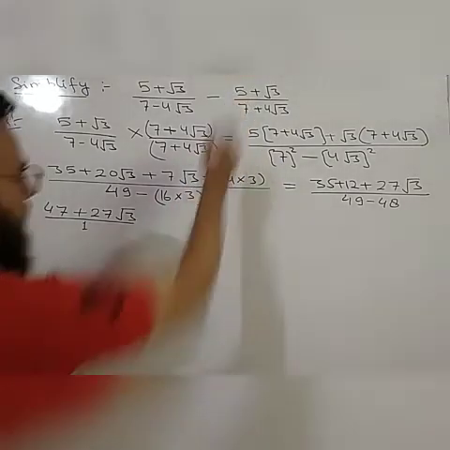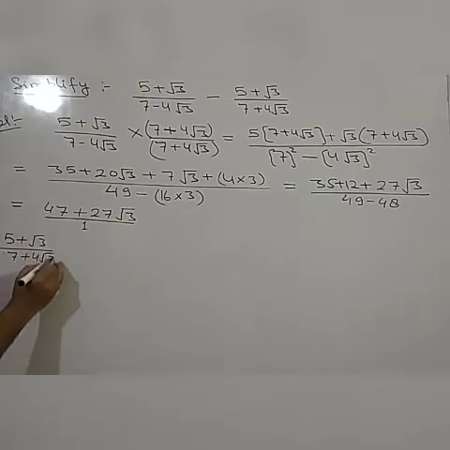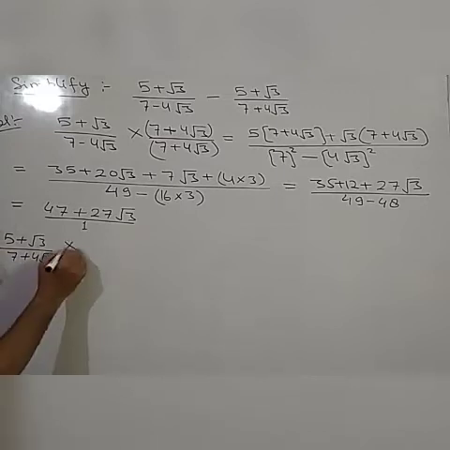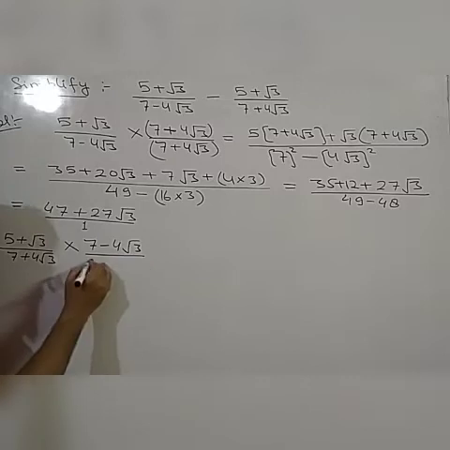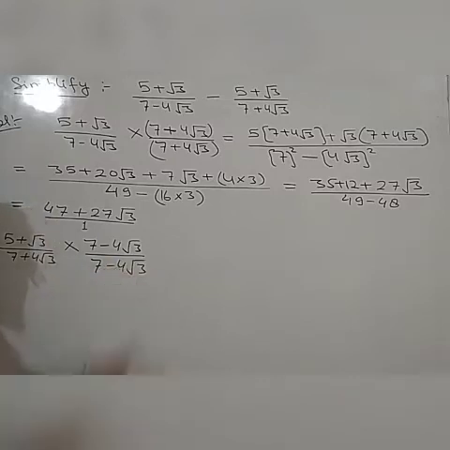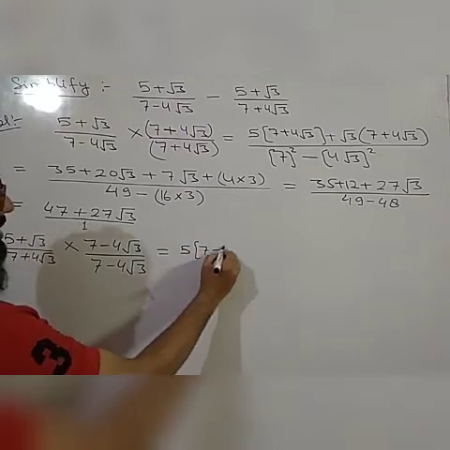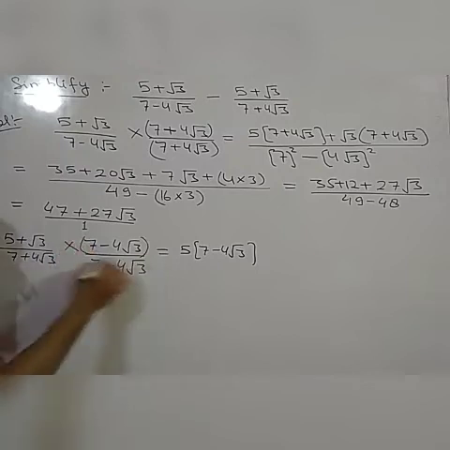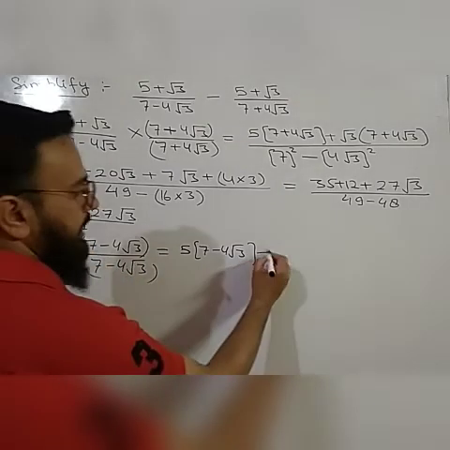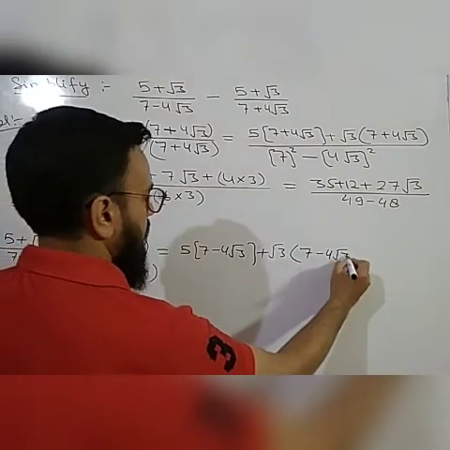Now coming to the second term. Our second term is (5 plus root 3) upon (7 plus 4 root 3). So multiplying by its rationalization fraction, it will be (7 minus 4 root 3) upon (7 minus 4 root 3). So again multiplying it, it will be 5 into (7 minus 4 root 3). 5 is multiplied with this complete bracket. Then root 3 will be multiplied. So root 3 into (7 minus 4 root 3).